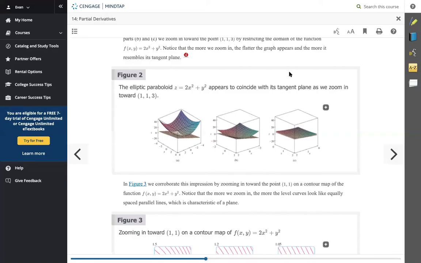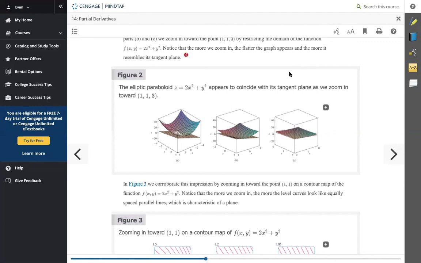Okay, hopefully you can see my textbook now, my ebook, which you all have access to as well. This figure 2 is actually the example we were just working on, whose equation of the tangent plane we just derived. So let's look at figure 2.